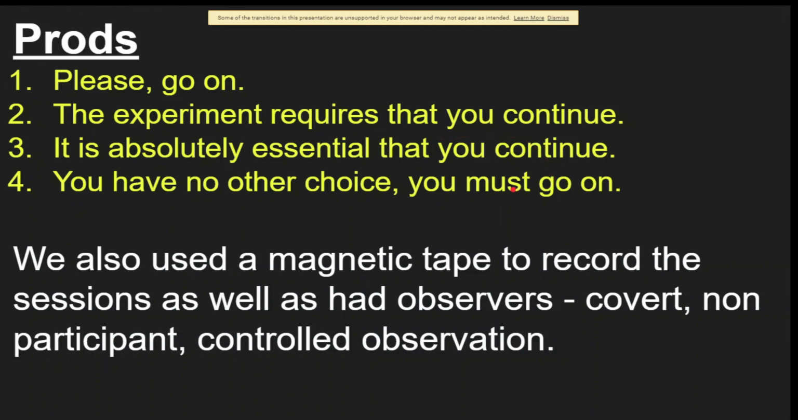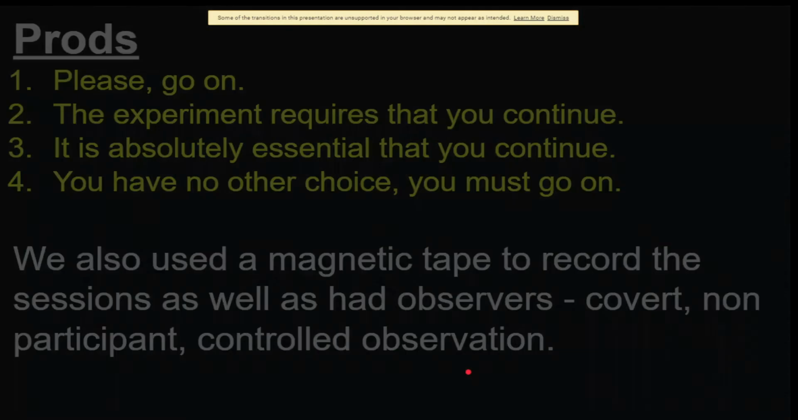Every participant that withdrew before the 30th level was called a disobedient participant, and every participant that went on till the end was called an obedient participant. We also used magnetic tape to record certain sessions, and we had observers. So you can call this a non-participant, covert, and controlled observation.